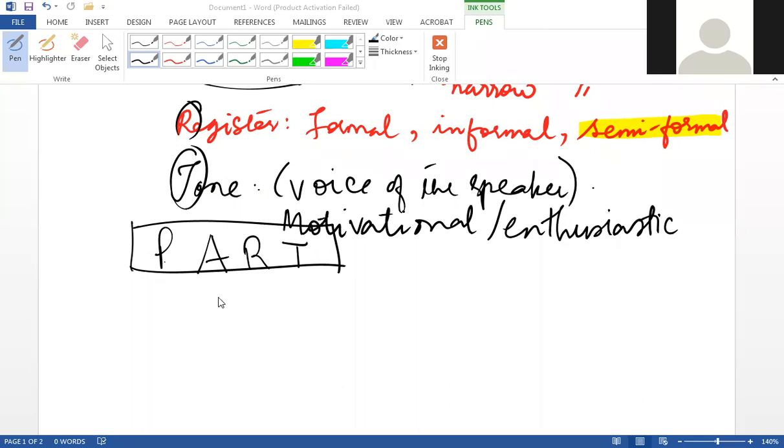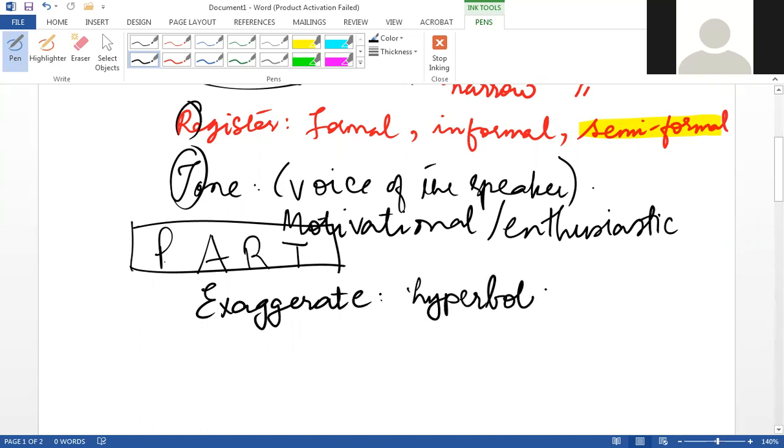Some technical features. Speeches are nothing without exaggeration, all right? So exaggeration can be taken as the use of hyperbole. If you come across hyperbole or exaggeration, it means the same thing, which is overstatement.